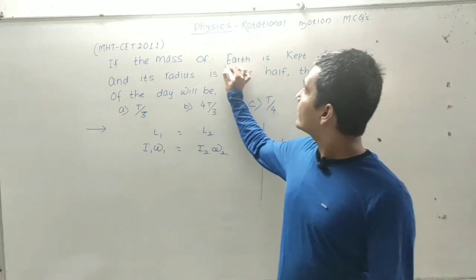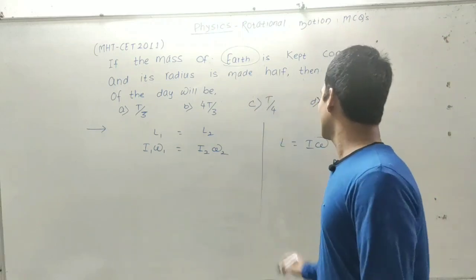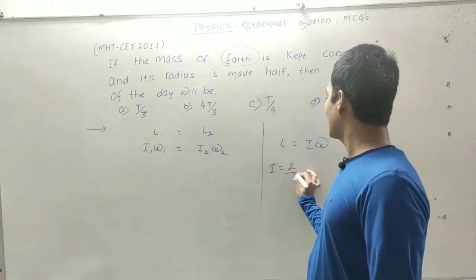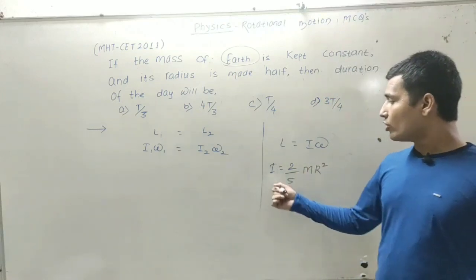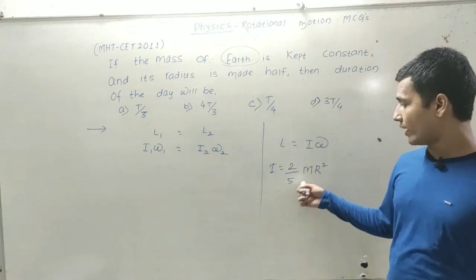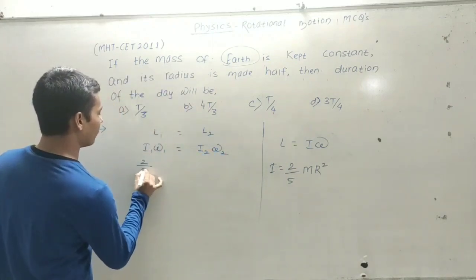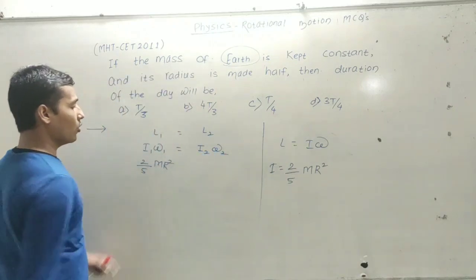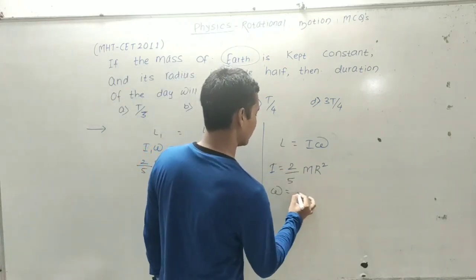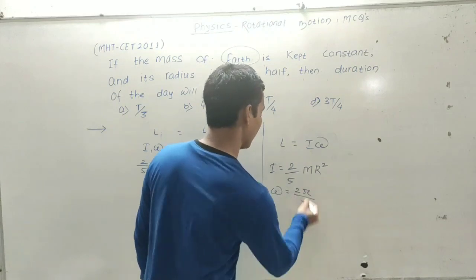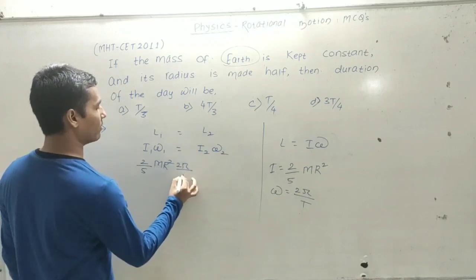So here the problem is related to the earth. We know that earth is a homogeneous sphere. So for a homogeneous sphere, the moment of inertia will be 2 by 5 mr square. So I am using this equation here. It will be 2 by 5 mr square. What is omega? Omega is the angular velocity. Its formula is omega is equal to 2 pi upon t, where t is the period. So I am using this formula here. Therefore it will be 2 pi by t.